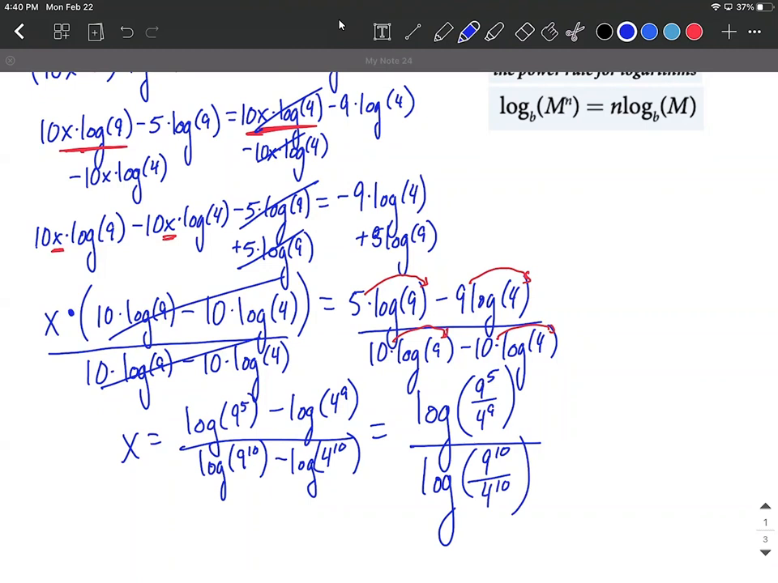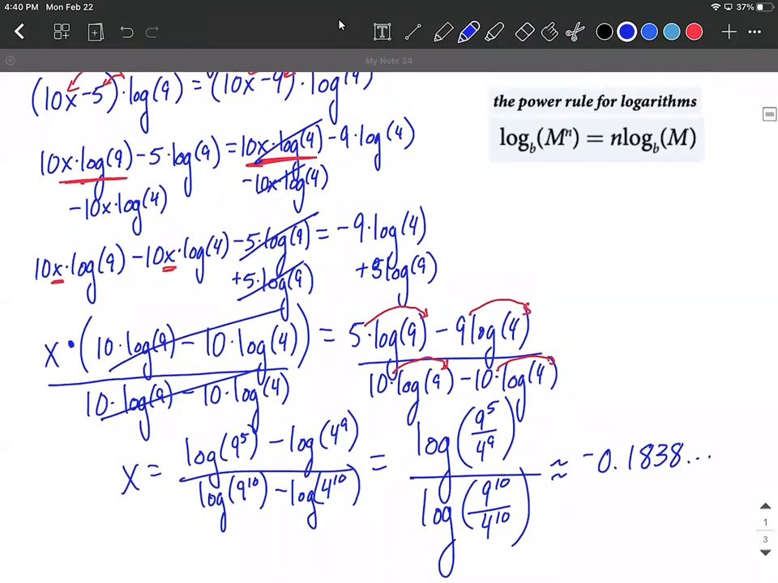You could evaluate 9 to the 5th power and figure out what number that is, and 4 to the 9th power, etc. Hopefully we can get this into our calculator as well. I believe this works out to be negative 0.1838... if you needed a decimal approximation for this answer.